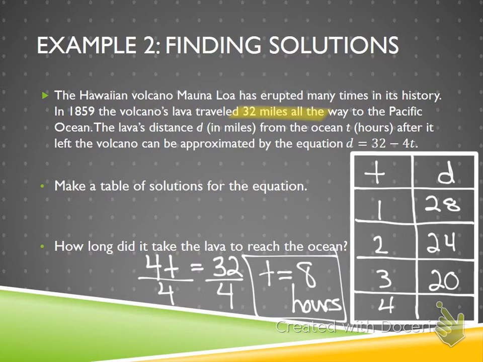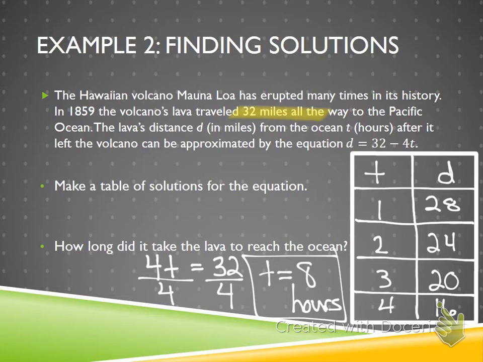What if it went 8 miles an hour? What would I plug in here? An 8. 8 times t equals 32, my total. That's how I come up with it. Or, and this is what I told the last class, just keep counting. If after 4 hours it's 16 miles from the ocean, 5 is 12, 6 is 8, 7 is 4, and 8 is 0. Now it's at the ocean after 8 hours.